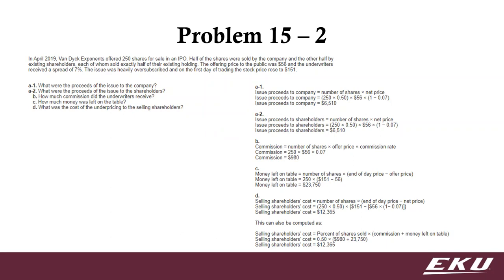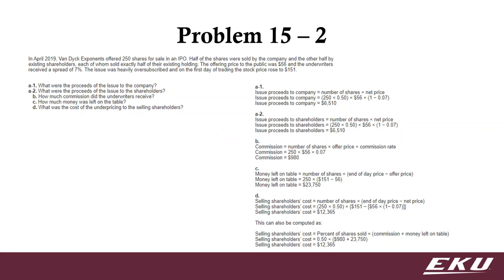What are the proceeds of the issues to the shareholders? The shareholders had their value from it going. The same, because half of it was to the company and half of it was to the shareholders. And then what did the commission to the underwriters receive? But we know it's that 7%, right? So the number of shares times the offer.